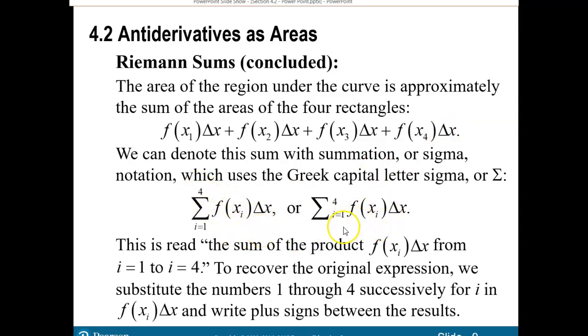They're just showing you a different way it's sometimes written. Usually it's written with the I equals 1 and 4 on top and bottom. Sometimes you'll see them over here on the front of the sigma symbol, but that means the same thing. So you would read this notation as the sum, this is the symbol for sum, of the product of f of xi and delta x from I equals 1 to I equals 4. So to recover the original expression, we substitute the numbers 1 through 4 successively in for I, and then write plus signs between them, like I just explained.